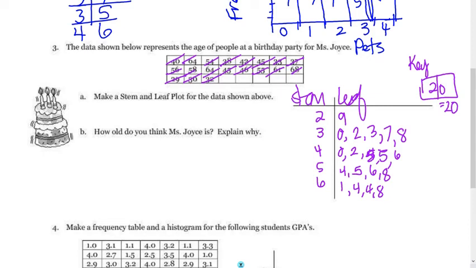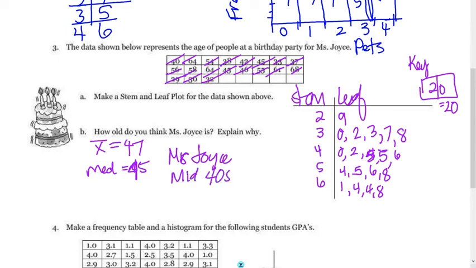Okay, this is my stem and leaf plot. How old do you think Miss Joyce is and why? So I kind of used a couple different points. The mean, and I calculated it on my calculator just to check, was 47. And then the median, which is pretty easy to find in a stem and leaf plot because now they're all in order. So you can kind of crisscross back and forth, you know, cross off 29 and 68 and go till you find the middle. The mean was 45. And so I would say that I think that Ms. Joyce is in her mid 40s.